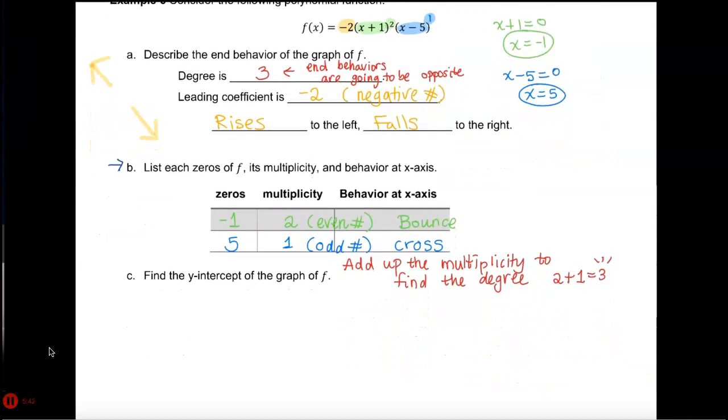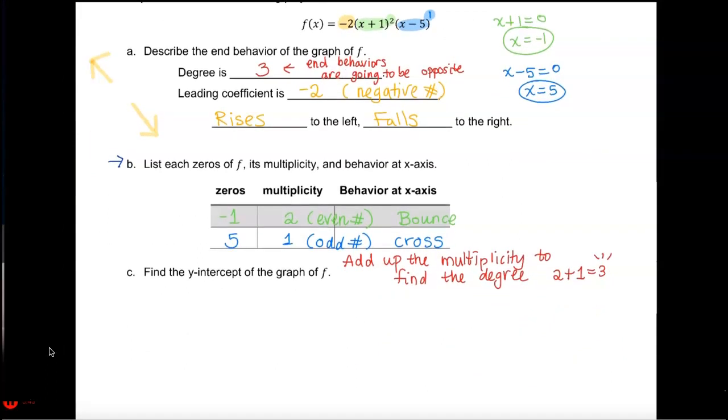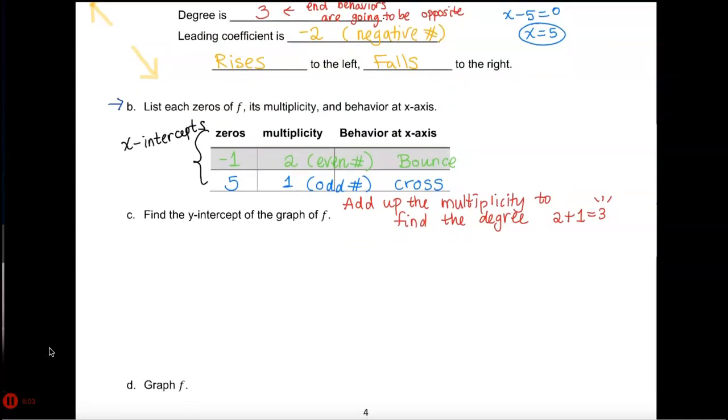They said find the y-intercept of the graph of f. Why are they not asking for the x-intercepts? Well, because we already found them. These are the x-intercepts. Remember we said zeros are also called x-intercepts, so the only point that I need to find is the y-intercept. To find the y-intercept, you plug in x equals 0. So what's the function?